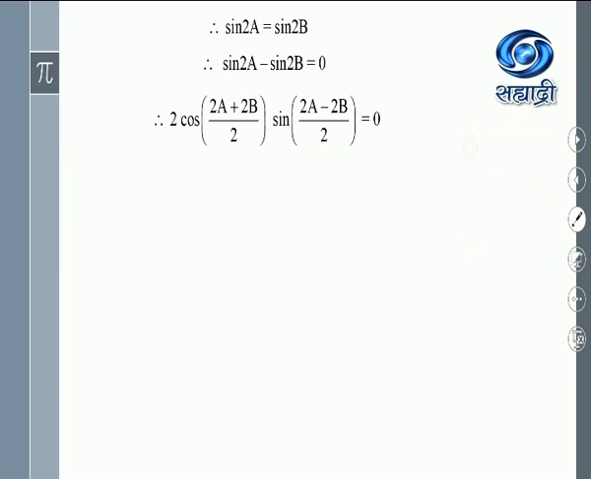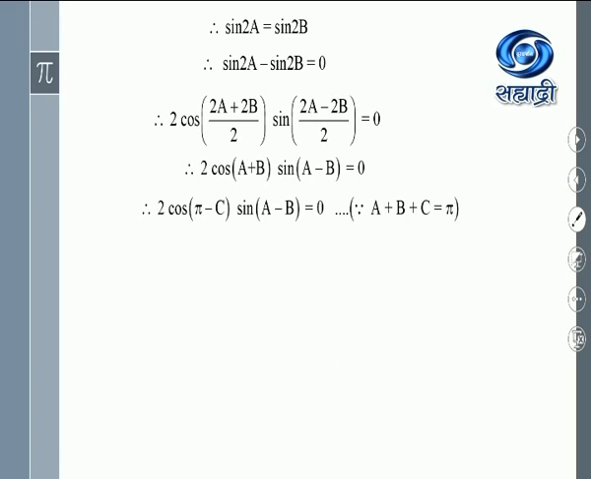Okay. Now the next step is 2 into. We simplify the bracket. If we take 2 common from the numerator, this 2 gets cancelled with the denominator. Similarly here we take 2 common from the numerator and we cancel with the denominator. So the simplified term is 2 as it is, cos of (A plus B) and sine of (A minus B) is equal to 0. Very easy to understand.